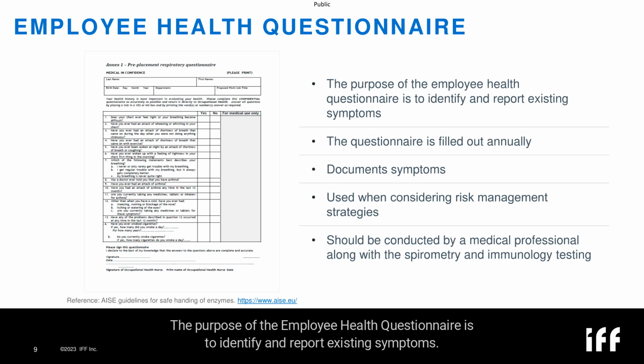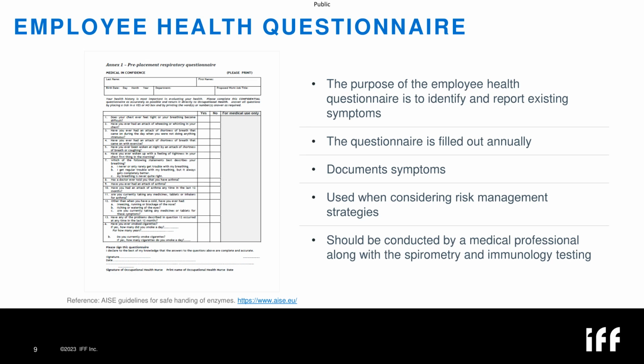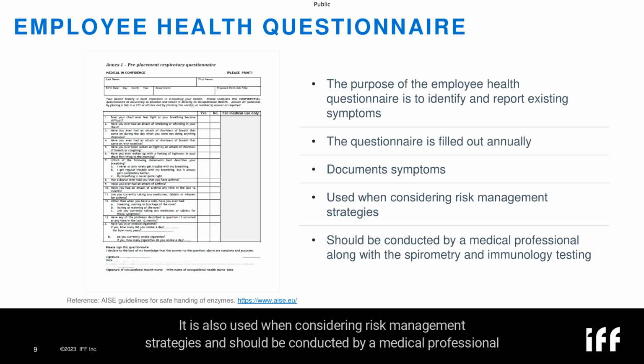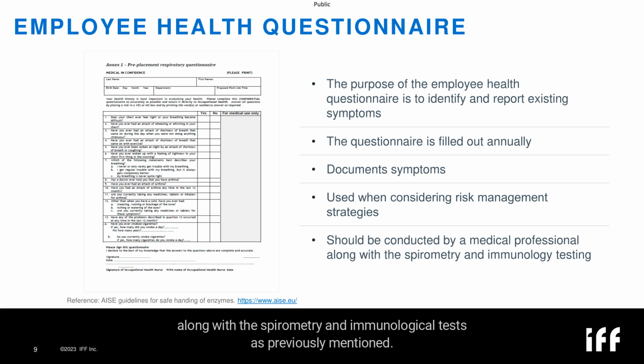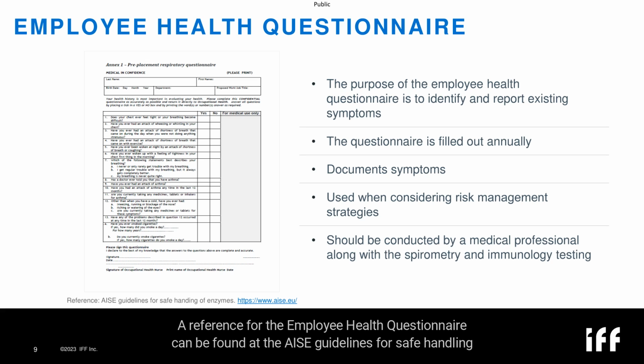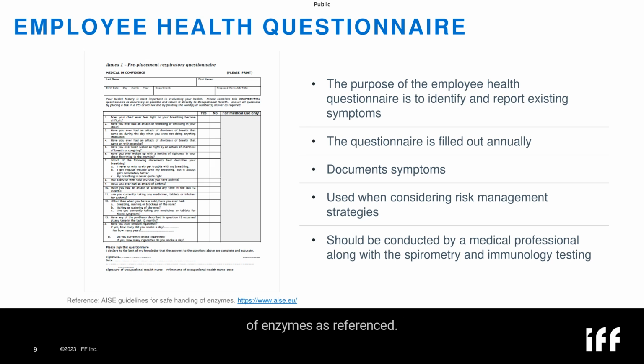The purpose of the Employee Health Questionnaire is to identify and report existing symptoms. The questionnaire is filled out initially and annually and is used to document symptoms. It is also used when considering risk management strategies and should be conducted by a medical professional along with the spirometry and immunological tests as previously mentioned. A reference for the Employee Health Questionnaire can be found in the AISE Guidelines for Safe Handling of Enzymes.